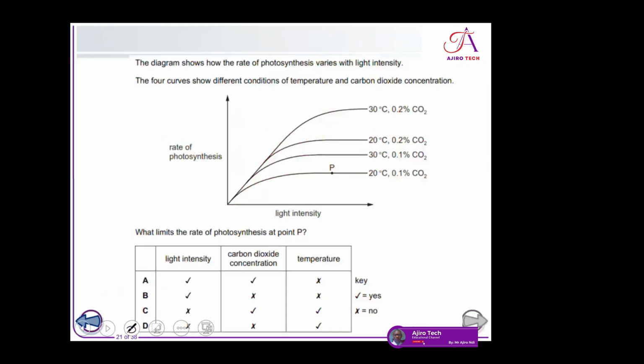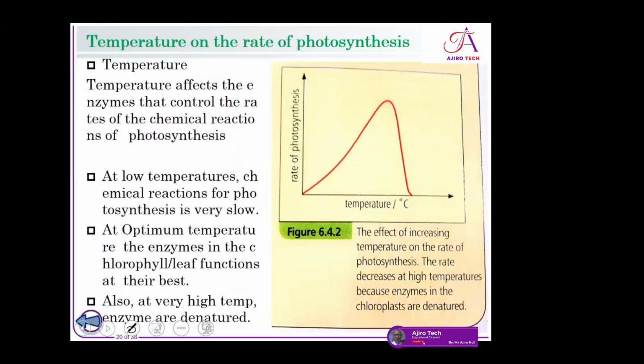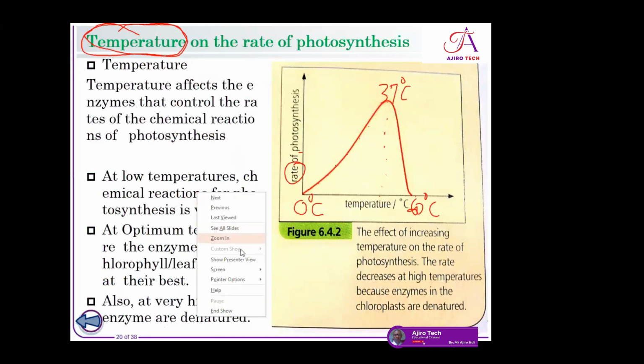Okay, look at this question. This is what I was trying to explain earlier as to how temperature affects the rate of photosynthesis. Let's say this is 0 degrees C, this is 37 degrees, and this is 60 degrees. Now, at the start, as you increase the temperature, the rate is increasing. Okay, this is in plants.